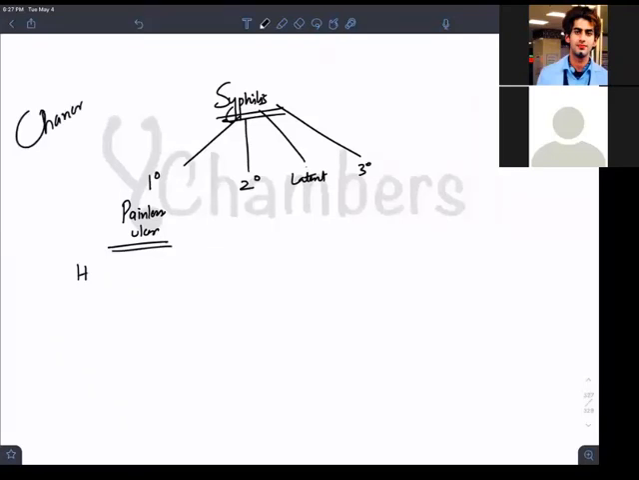So, the hard Hunterian chancre. It's like a very thick exudate on that region.